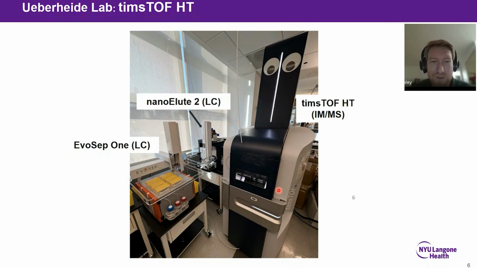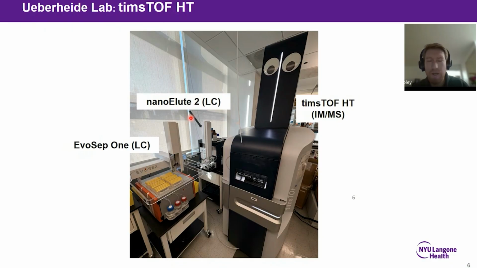This is the timsTOF. We have two different LCs that we're going to use: a NanoElute 2 and an EvoSep 1. For all the data I'm going to show here, we're only using the EvoSep 1, but I still wanted to mention that they have other LCs that you could use.